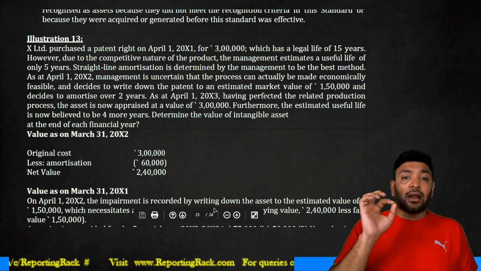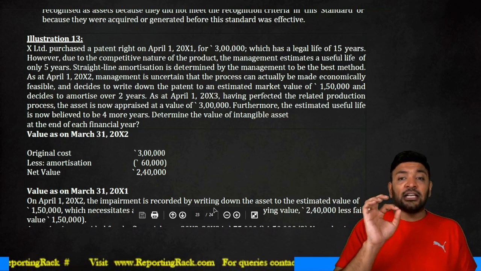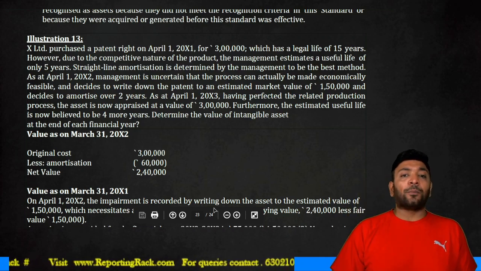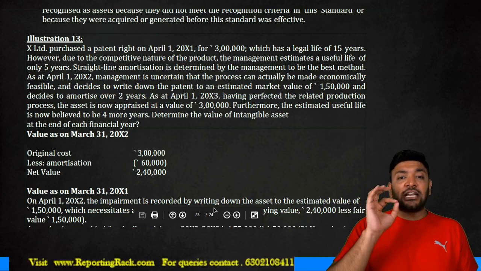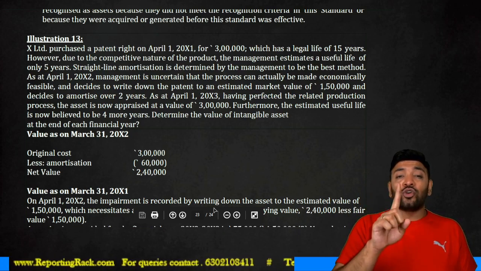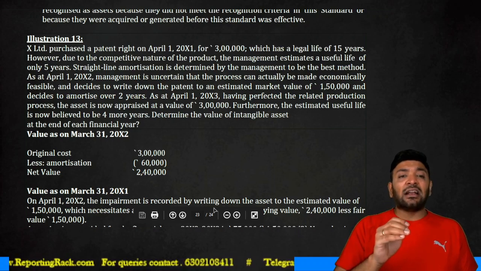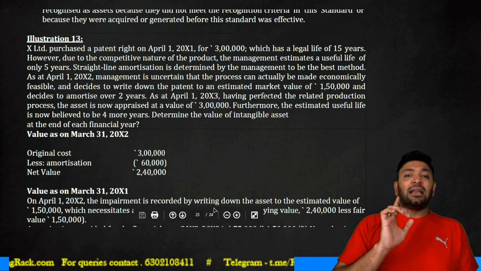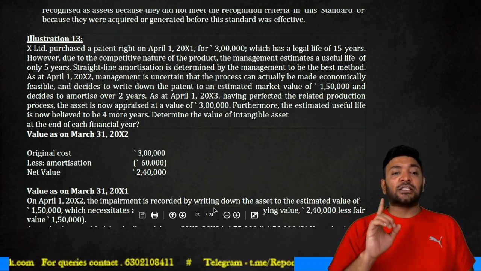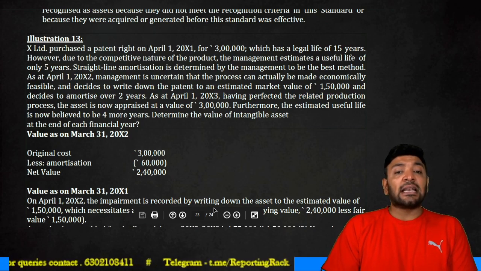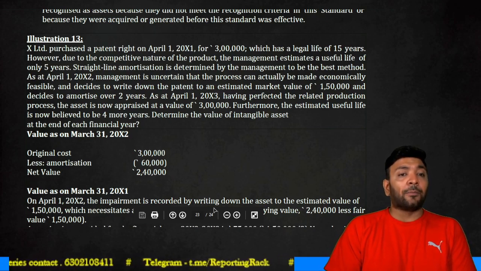Straight line basis of amortization is determined by the management to be the best method. So over 5 years, 3 lakh rupees of patent. If I depreciate on a straight line basis, the amount of depreciation should be 60,000. No use of calculator. 3 lakh divided by 5 also, if you use calculator, then no one can help you. Okay. 3 lakh divided by 5 is 60,000 to be charged to P&L as amortization. Straight line amortization is determined as the appropriate method.